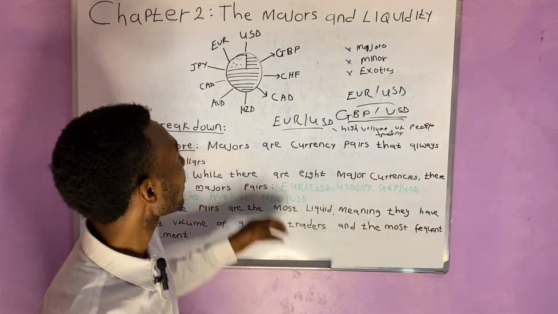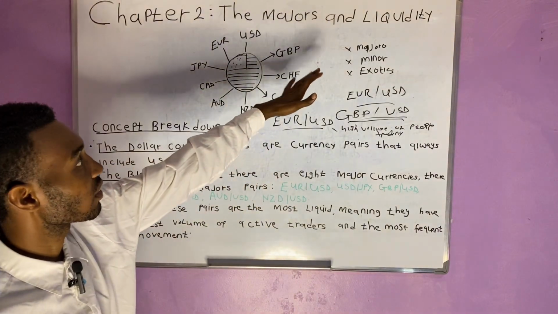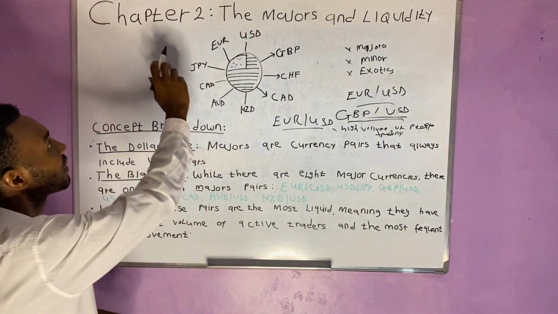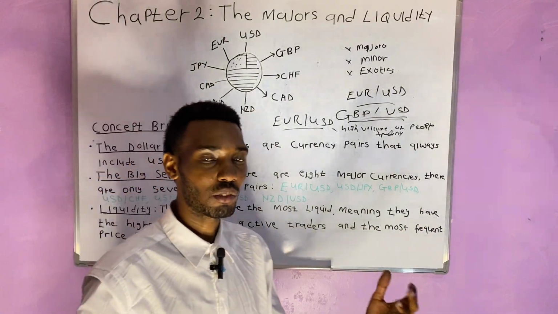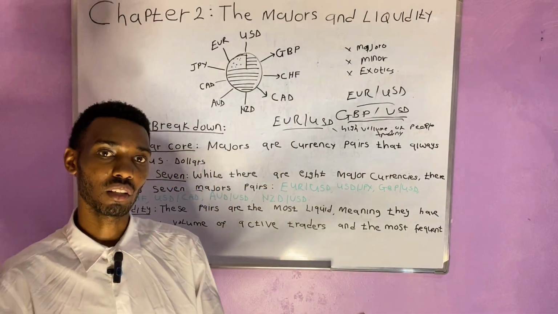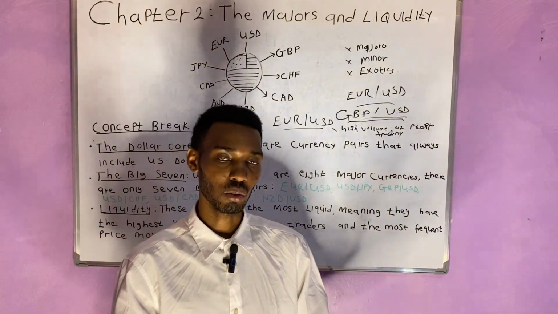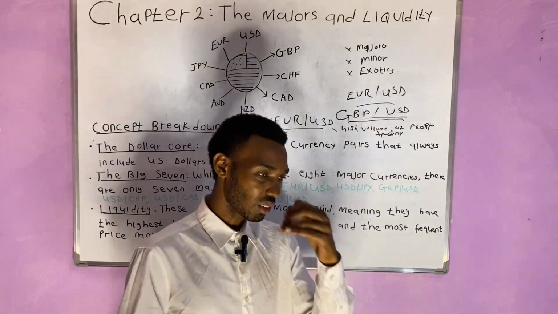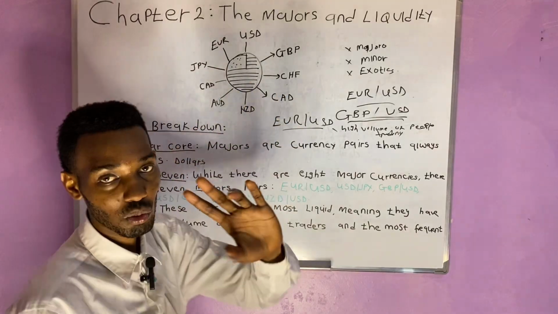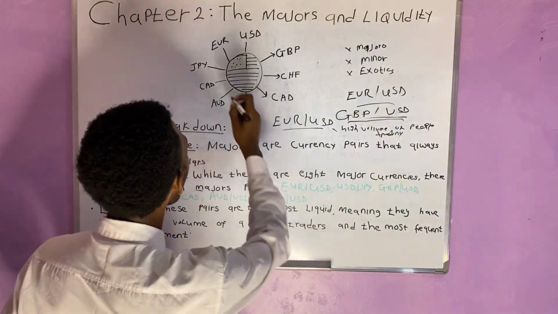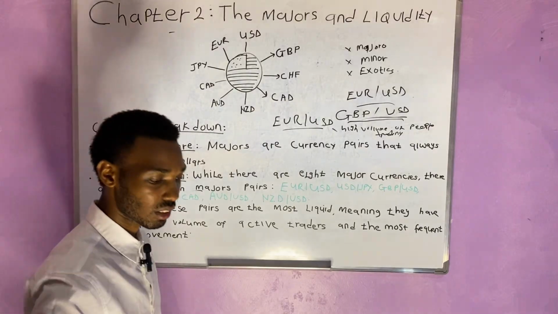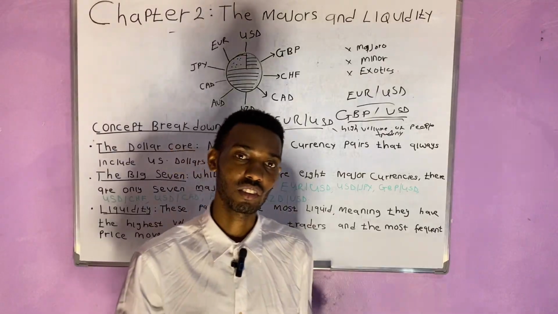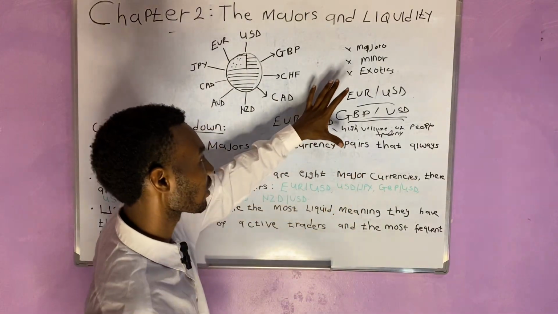Okay. This was the second chapter about the majors and liquidity. Now we're going to look at the third chapter, where we see the crosses, the minors, and the exotics, and get to the G10s and the others. Now I'm going to introduce you to the third chapter about the exotics, the crosses, the minors and majors. I hope you have understood this one.